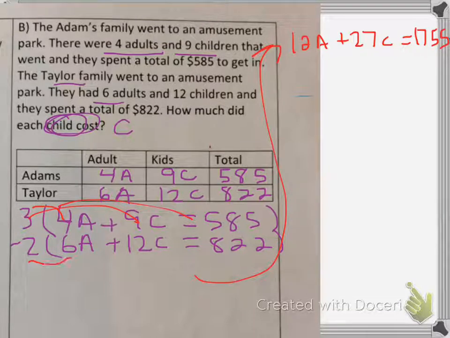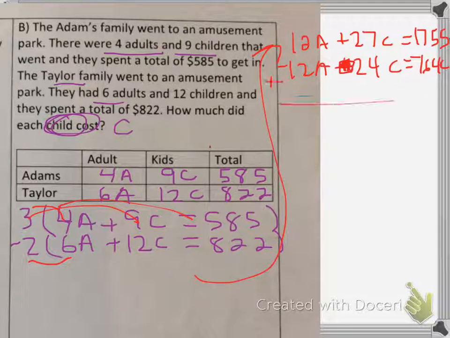Now I'm going to do the same thing with the -2. -2 times 6a is a -12a, which is great because it's going to cancel. -2 times 12c is a 24c, but has to be negative. Sorry, I wrote a plus sign, and sometimes I have to make those big fat negatives. That's a negative sign. And then 822 times a -2 is -1644.